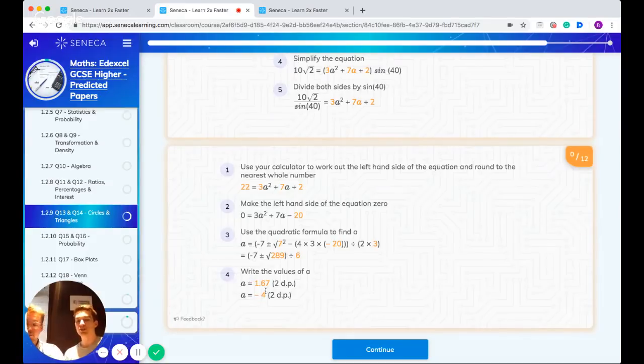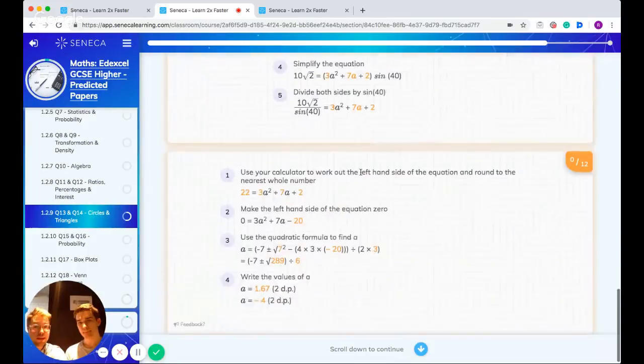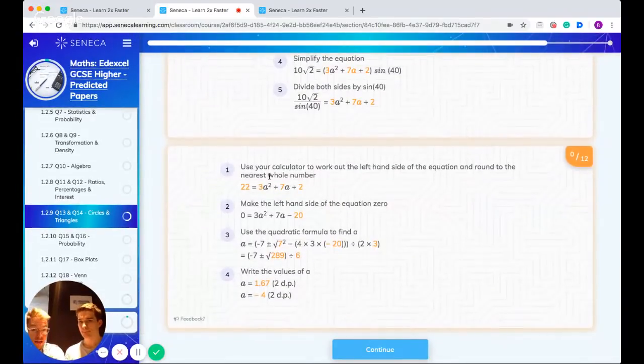And what you can do is just type those numbers into your calculator to work out what they actually are. So do it first with minus 7 plus the square root of 289, all divided by 6. And then do the same with minus 7 minus the square root of 289, all divided by 6. Also, if the answer is to 2 decimal places and you've got a quadratic, it's a hint that you need to use the quadratic formula. Don't waste time trying to factorize, because you can't factorize to decimal places. Ain't nobody got time for that.